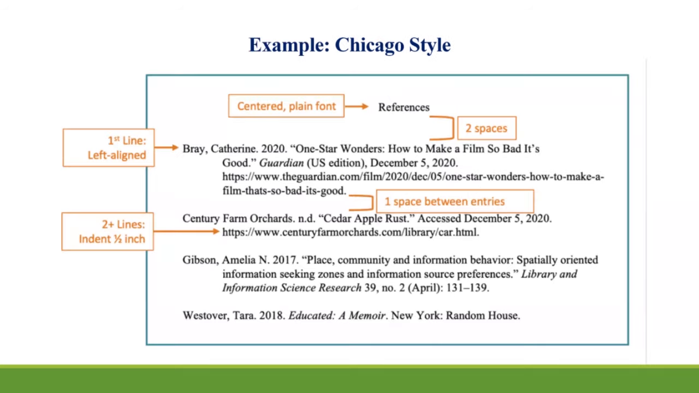For more than 10 authors, list the first seven, followed by et al. Right? This is an example of the Chicago style. As you can see, there's an indent also. In other words, the first line is always left aligned, and then there's the indentation. It says half inch, right? And you should leave some space between entries, right?